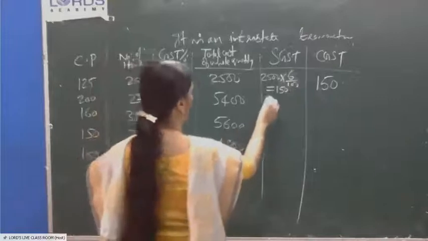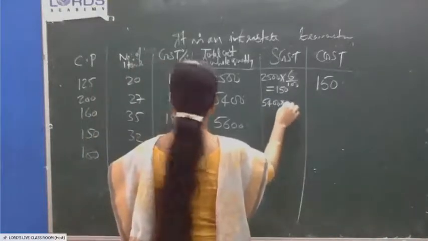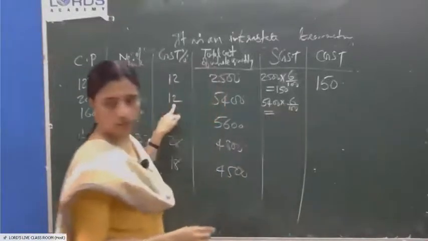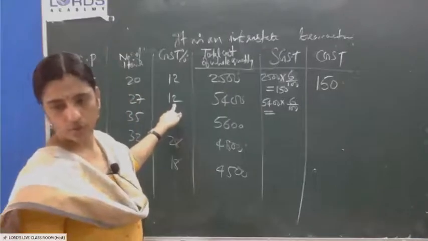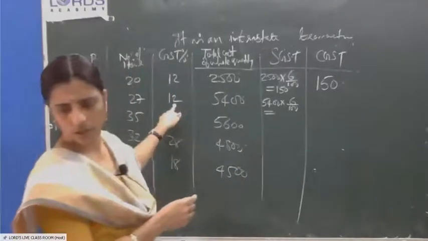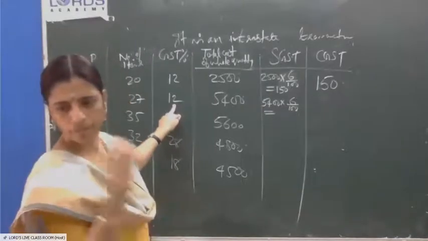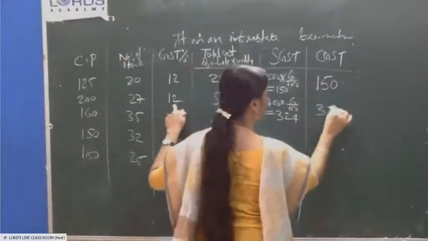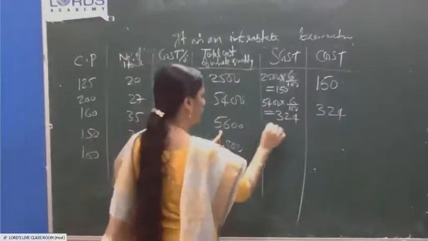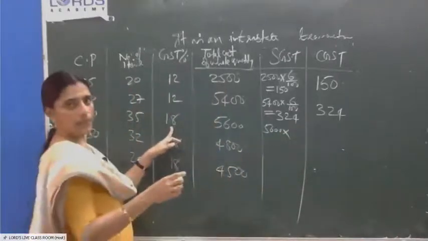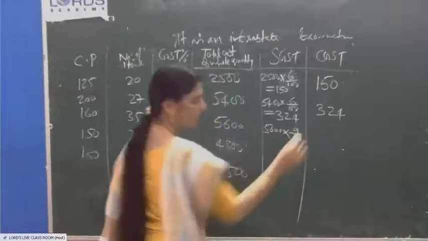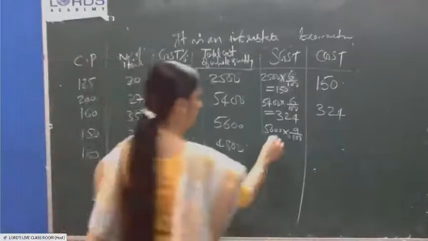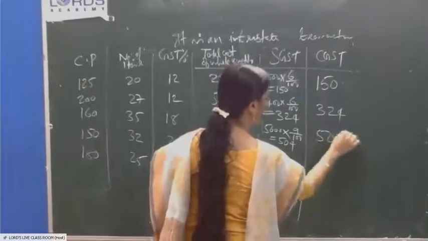Then 5400 into 12%, so 6% here. What is that? 54 into 6, 324. So the 324 here also. Next, 5600 into 18%, so 9% to state government, same to there also. How much? 504. So 504 here also.